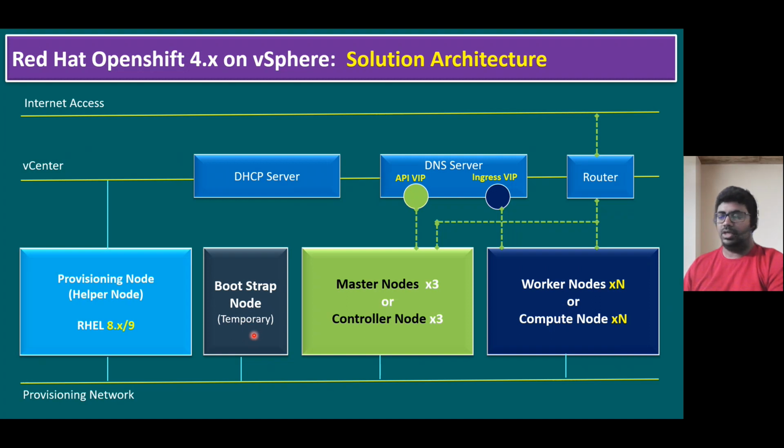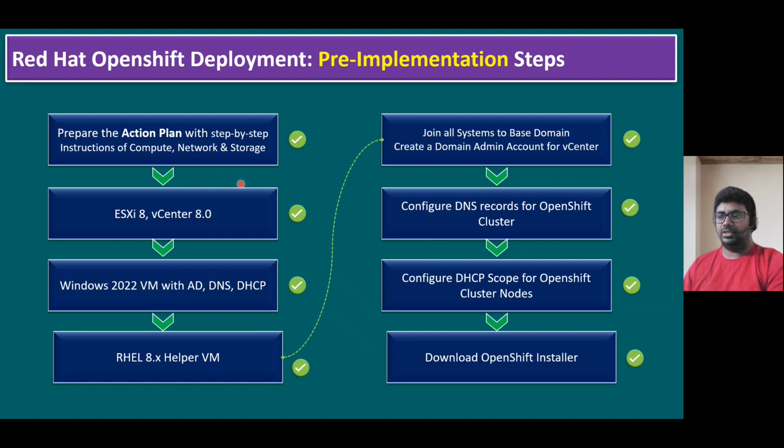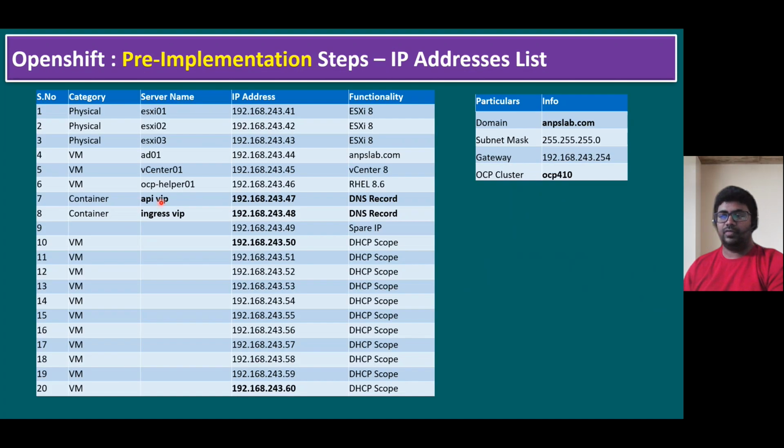Okay, so now let's quickly recap the pre-implementation steps. We validated our infrastructure vSphere and we configured DNS, DHCP, and the OpenShift installer is also already downloaded in our OpenShift helper VM. During creation of the install config, we should remember our static IP addresses. The API VIP ends with 47 and the ingress VIP ends with 48. These two IPs we can use.